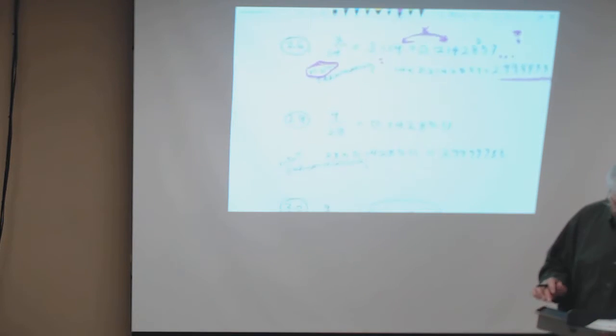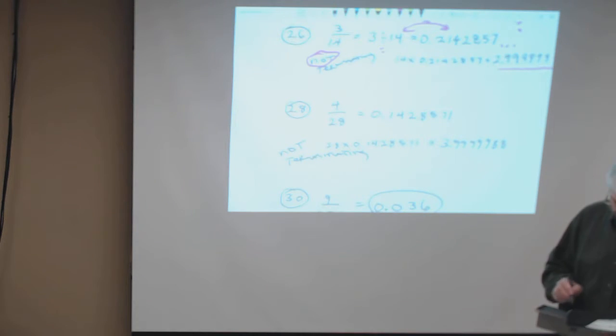And number 28, same thing again. You get this answer, then you take this answer times 28, and you get this number here, which is not 4. I mean, it's close, but it's not 4. So this one doesn't terminate either. You follow how to use your calculator to find whether it terminates or repeats?